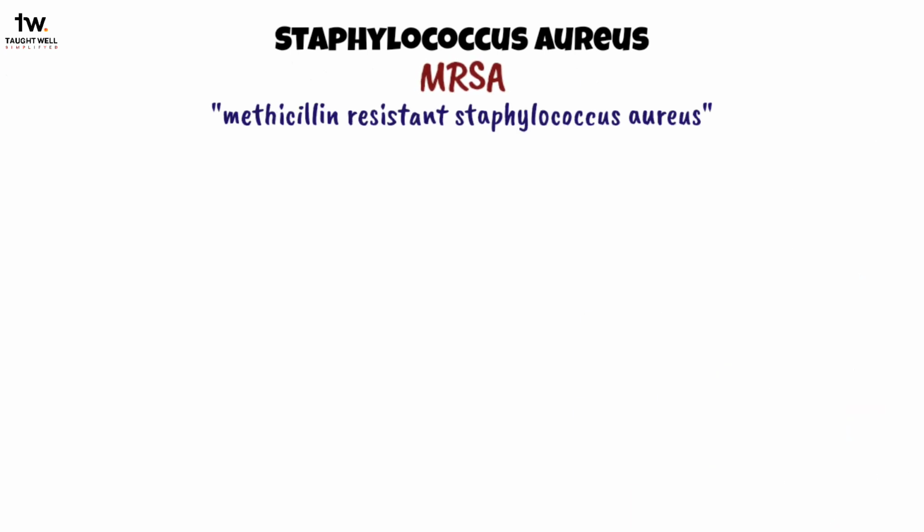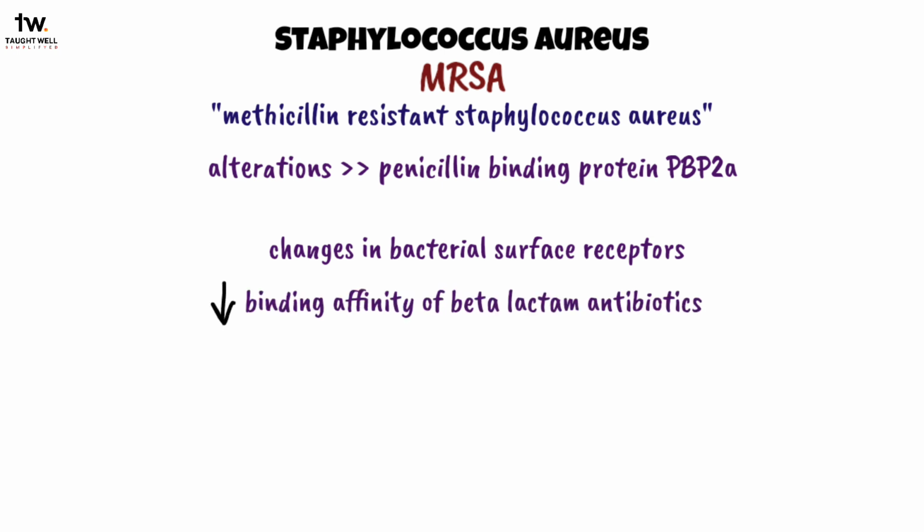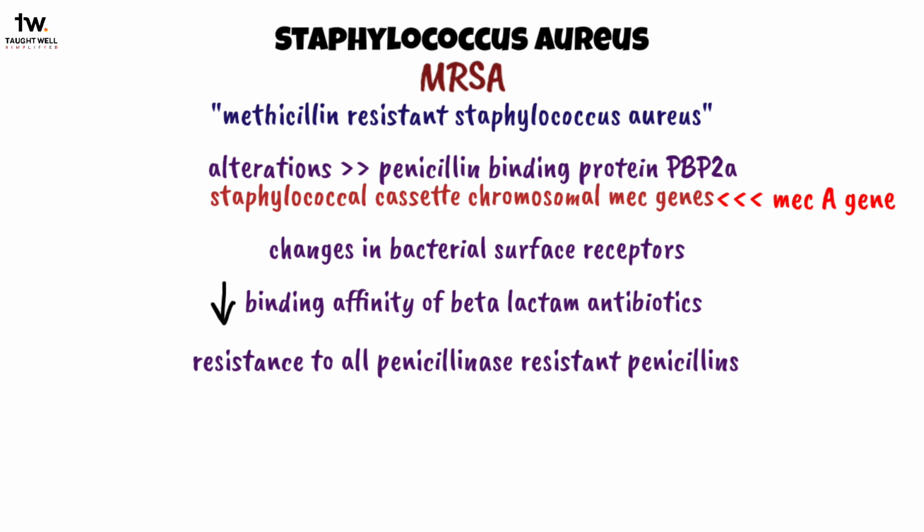I'm sure you must have heard of MRSA. It stands for methicillin-resistant Staphylococcus aureus. Let's understand how this mechanism of resistance works. Alterations in the penicillin binding protein PBP2A along with changes in bacterial surface receptors reduce the binding affinity of the beta-lactam antibiotics. These alterations to PBP2A happen because of a set of chromosomal genes called staphylococcal cassette chromosome mec genes, in which the most important is the mecA gene. This mechanism gives Staphylococcus resistance to all penicillinase-resistant penicillins like methicillin and cloxacillin.